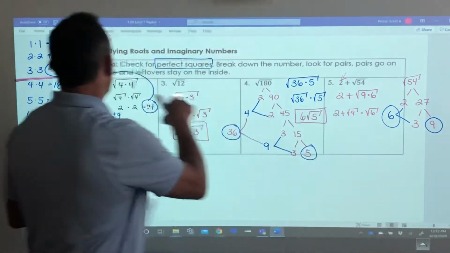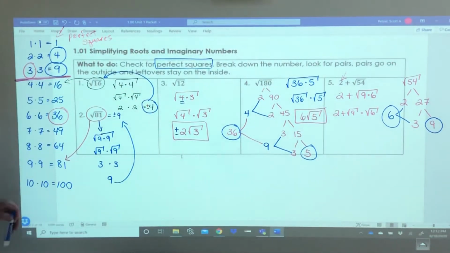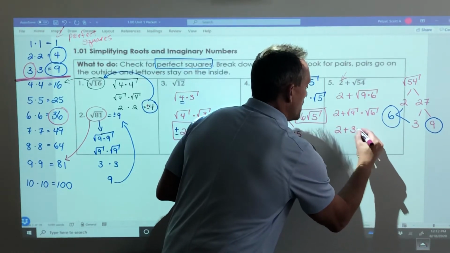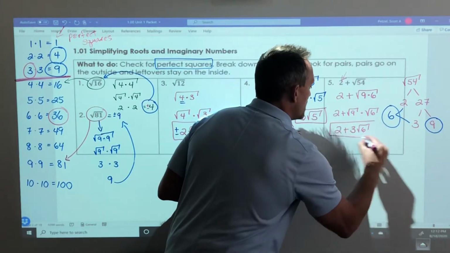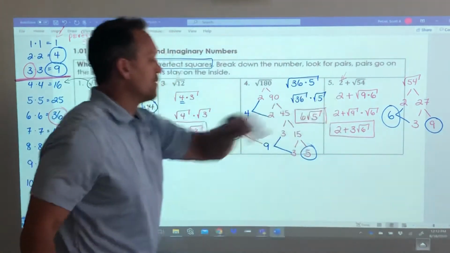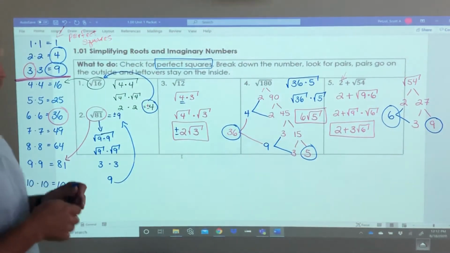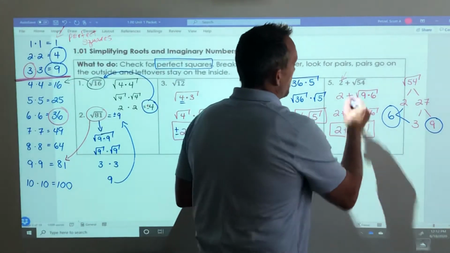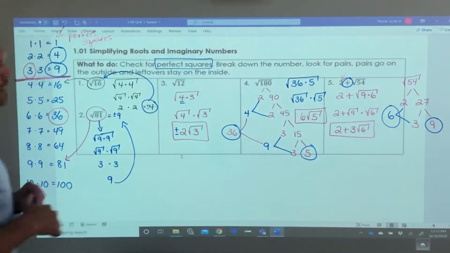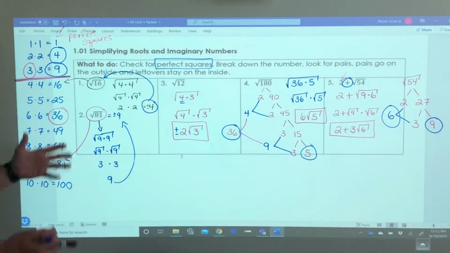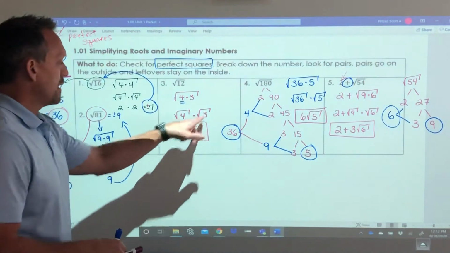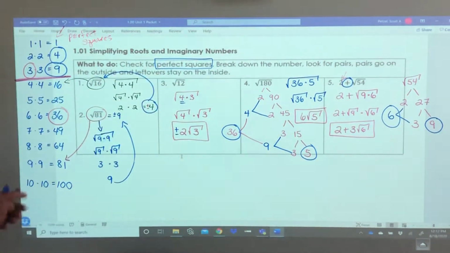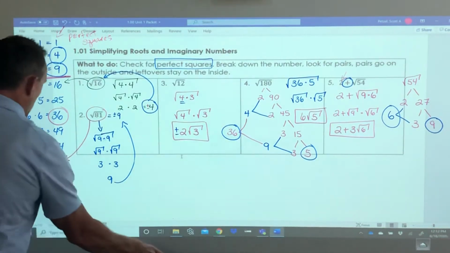Square root of 9 is 3. 2 plus 3 square root of 6. And this is the reason why we don't do a lot of the positive negatives right now, because we can't. It's already positive. This determines the sign. It's already there. Complex number. Some parts stay inside that can't simplify. Some parts that are perfect squares come out. Okay? That's the first part.